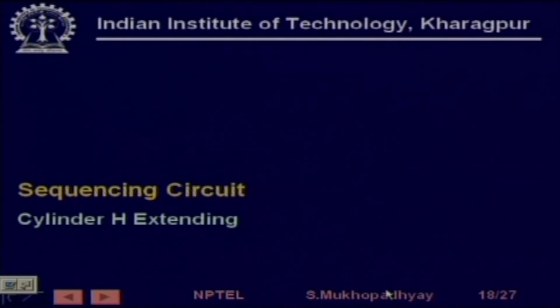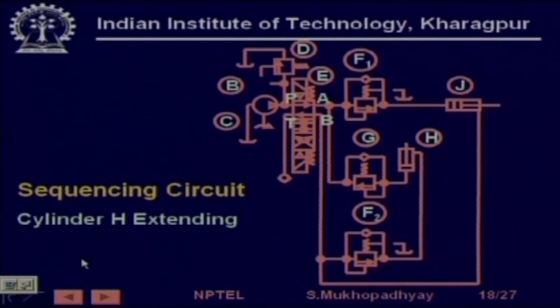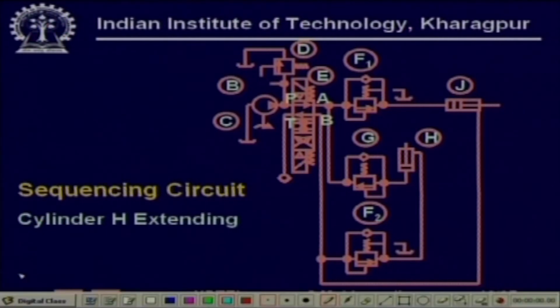So here is the circuit. So what are we going to do? Look at this circuit. Here we have two cylinders. One is J, another is H, right? And we have a normal pump. This is the main valve, which is being operated. Here is the relief valve D, and these are the three valves which actually cause the sequencing, right.